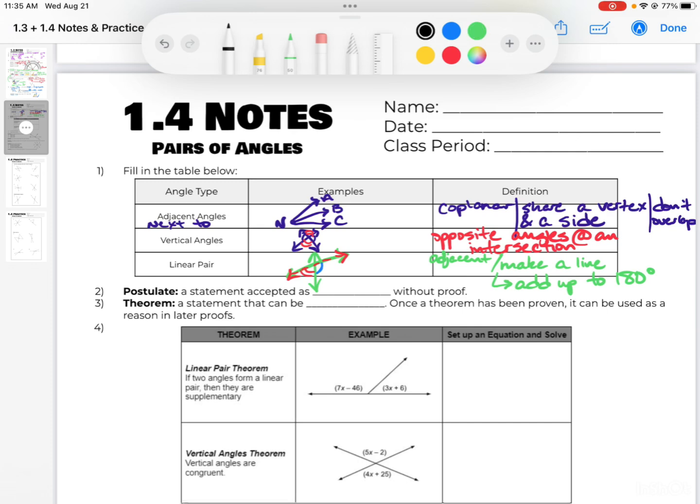Just a little review from 1.1. A postulate is a statement that can be accepted as true without proof, and a theorem is a statement that can be proven. Theorems, we're going to use them a lot later in class when we're proving things, and so they kind of build on each other, and you can use them as reasons to defend other theorems.